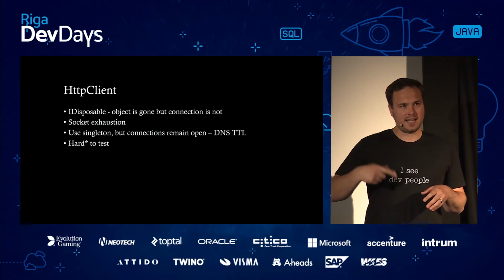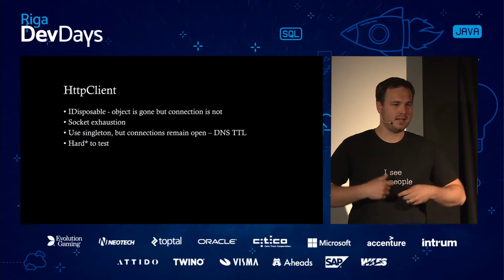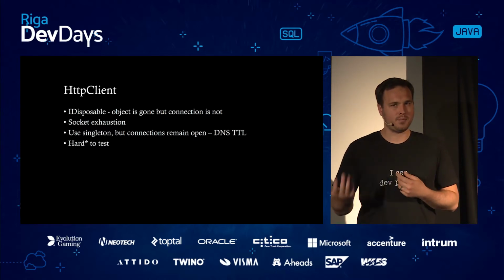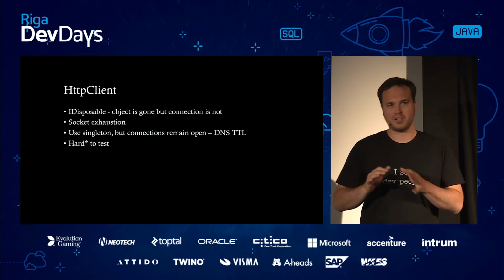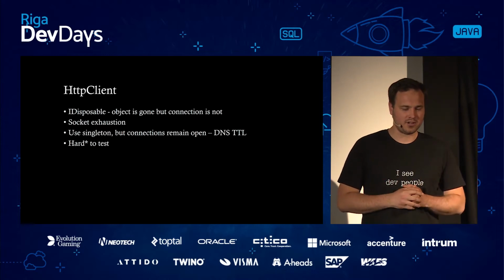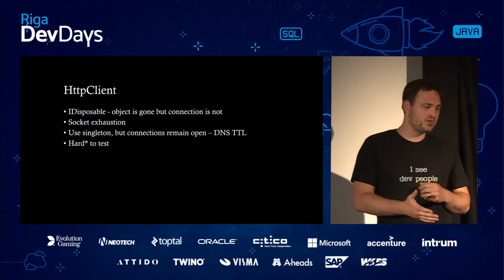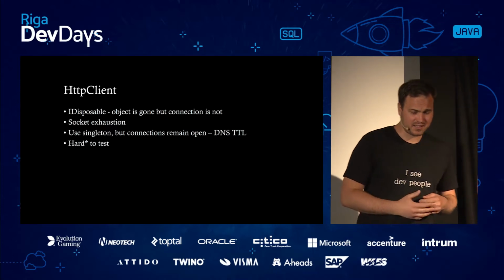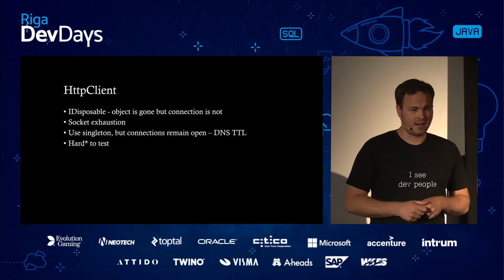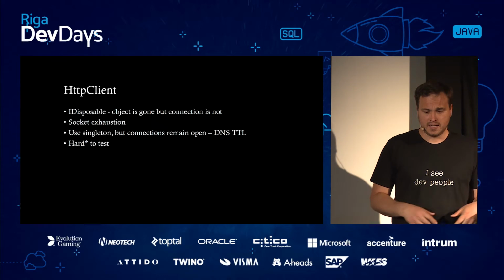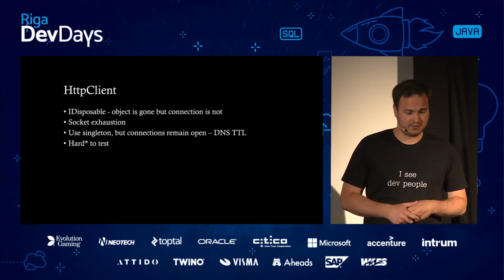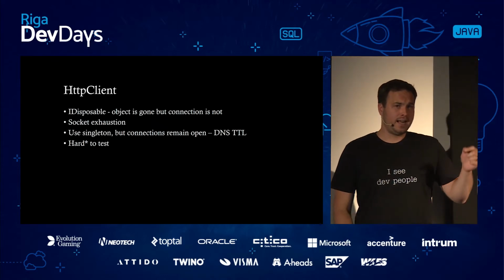If you're going to be instantiating an HTTP client instance, a lot of them, you might end up going to socket exhaustion, which is not a good thing. So rather not go there. A solution to this problem might be to use a singleton, but that has other effects, like it will keep your connections open, which is bad for the DNS time to live, and it's very hard to test.